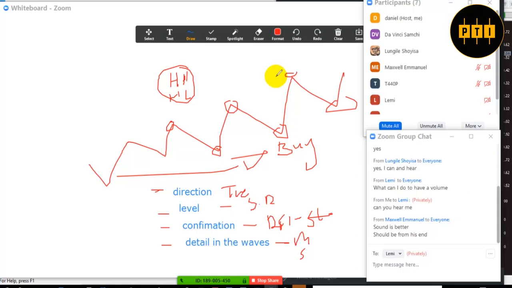So what I can say is that price action itself is working, and you can make a lot of money from it. What you need to know is that you need to follow these steps. First, I have to look at the direction. Secondly, I have to look at the level. Thirdly, I have to look at the confirmation.